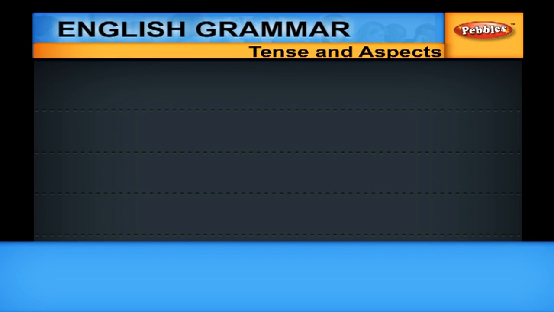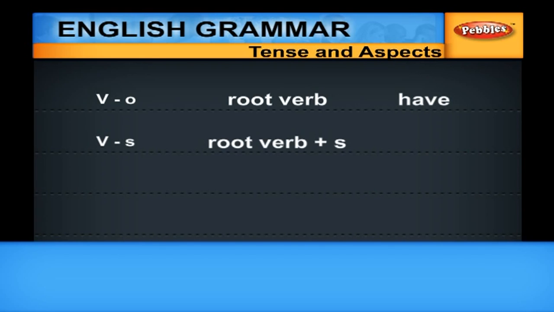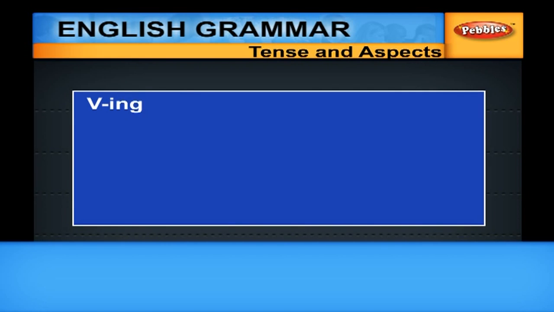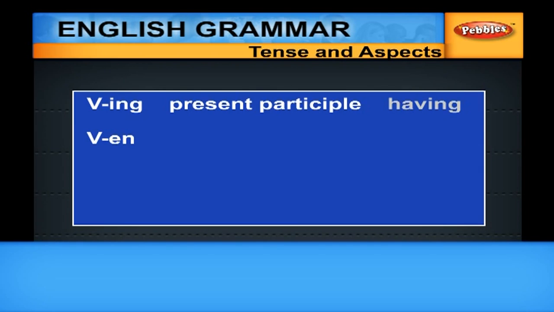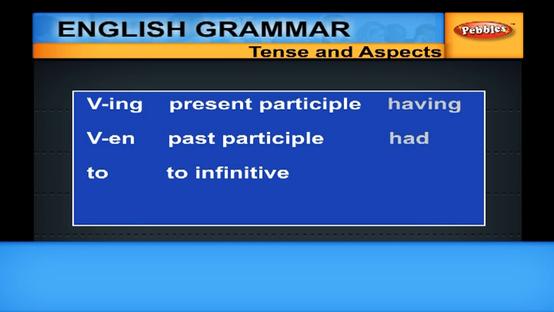Now we study about have form. VO, root verb, have. VS, root verb plus S, has. VED, past tense, had. VING, present participle, having. VEN, past participle, had. To infinitive, to have. Bare infinitive, have.